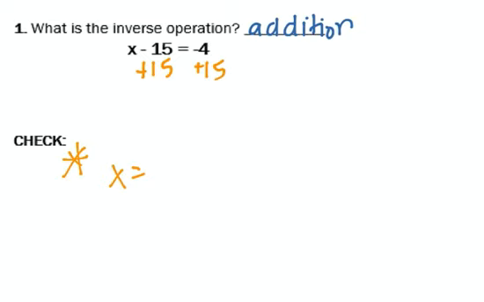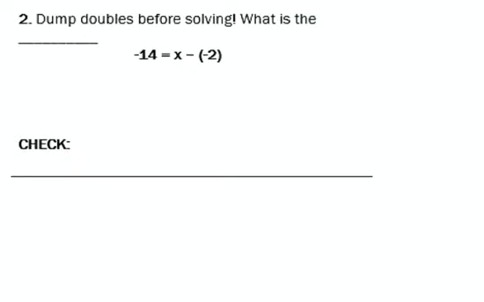And then just one more reminder on number 2. This is something new, so you want to dump doubles before solving. So if you look at this equation, we have negative 14 equals x minus a negative 2. Take a look at those two negatives. Before you do anything, let's go ahead and dump them. That'll make it simpler for you. That way you're just saying, oh, well, they're adding. So the inverse operation would be to subtract. So we have to subtract to get x alone.